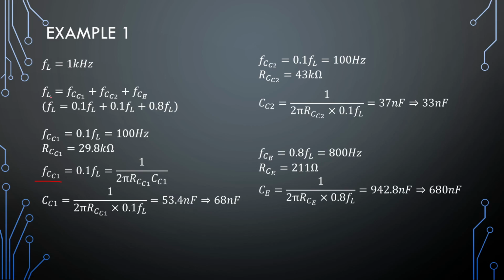Okay, for a design, however, we need to design for 1 kilohertz, and the specification said that FCC1 and FCC2 should be 10% contribution each of 1 kilohertz. 0.1 of 1 kilohertz is 100 hertz, and 80% is 800 hertz. So 800 plus 100 plus 100 should be 1K.